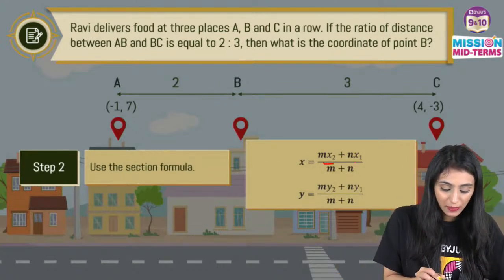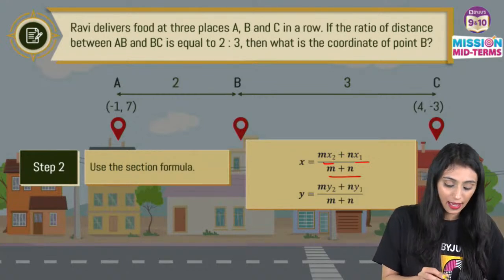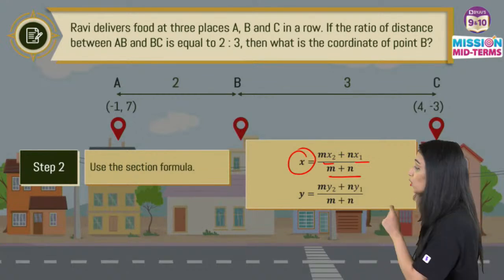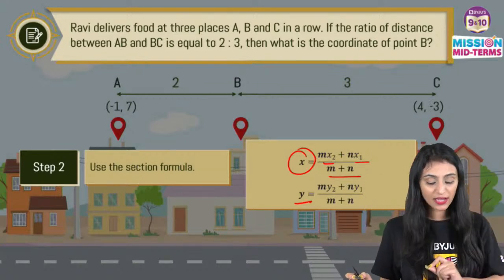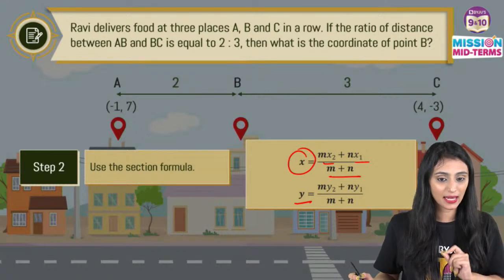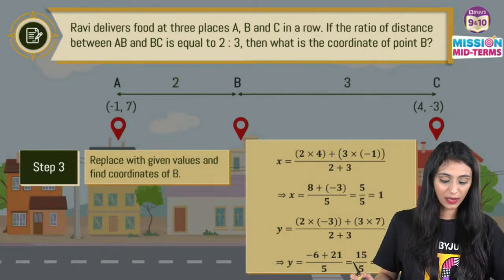That's (mx2 + nx1) upon (m + n). इससे आपको x के coordinates मिलेंगे. This gives you the coordinates of x. Similarly, you have to find out the coordinates of y. That's going to be (my2 + ny1) upon (m + n). This is the coordinate.